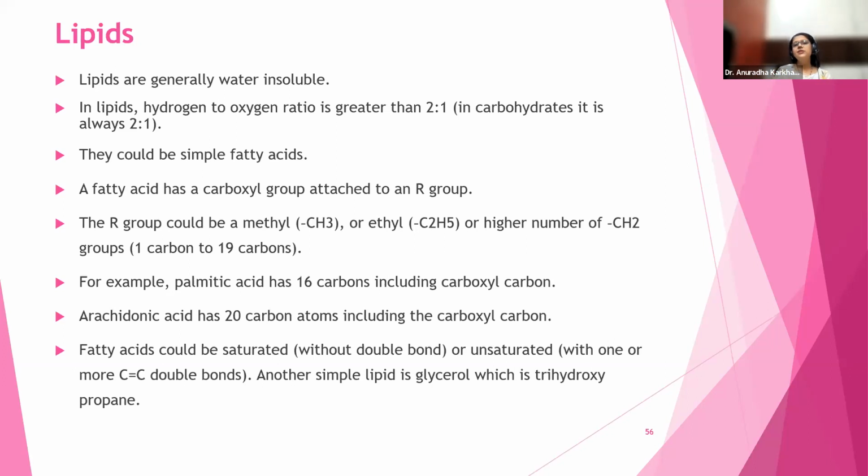Now this is a question that they had asked 3 years before. Okay, 16 carbon वाले को क्या कहते हैं, 20 carbon वाले को क्या कहते हैं. तो देखो, it is arachidonic acid, which is going to have 20 carbon atoms including the carboxyl group. Okay, fatty acids could be saturated without double bond or unsaturated with 1 or more than 1 C=C double bond present.